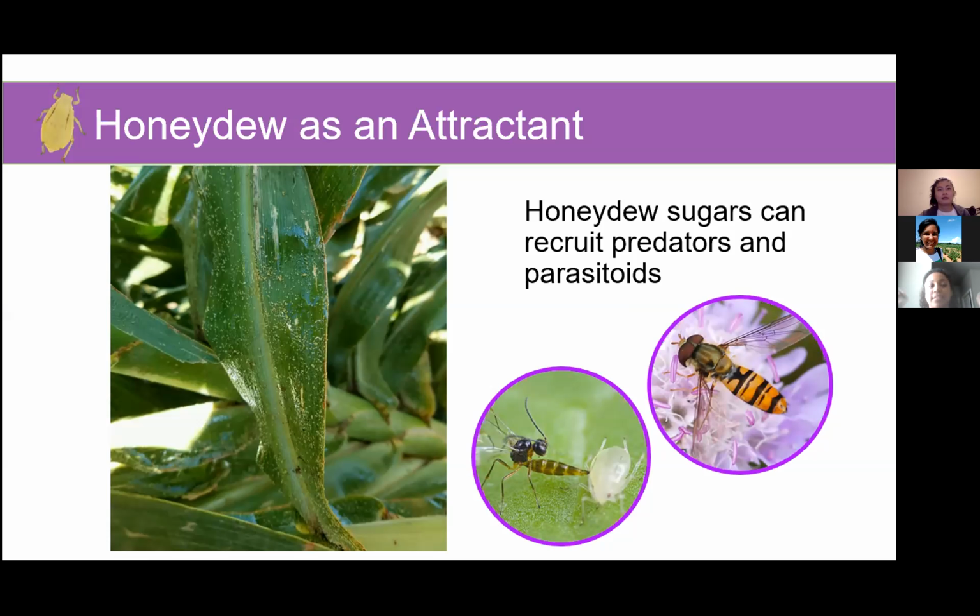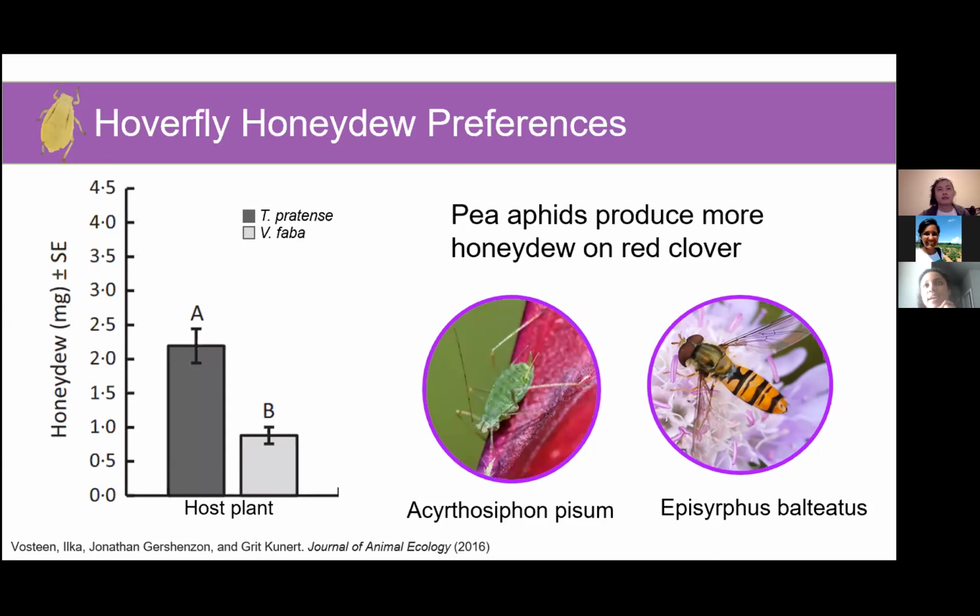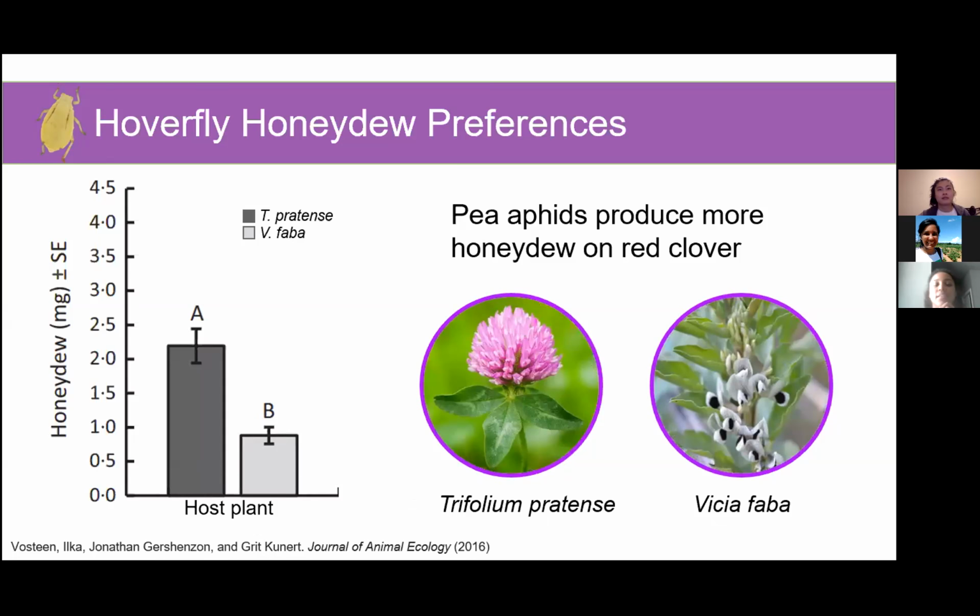And pea aphids, for anyone who knows, can have a fairly large distribution of host plants. For example, they are known to attack these two plants. The first one here is red clover, which on this graph is going to be this dark gray color, or broad bean, which on this graph is the light gray color. And depending on what plant species they are on, they can produce different total amounts of honeydew. As you can see, on red clover, pea aphids produce a lot more than on broad bean.